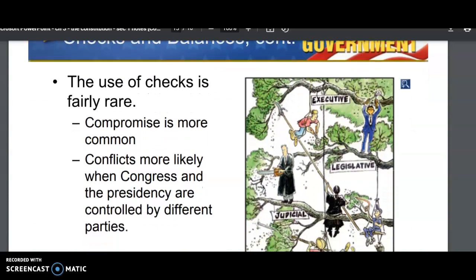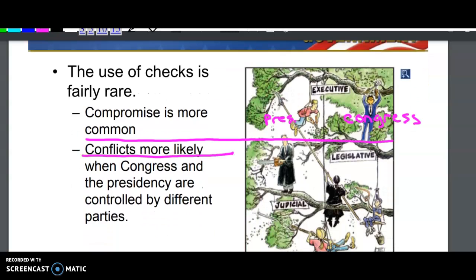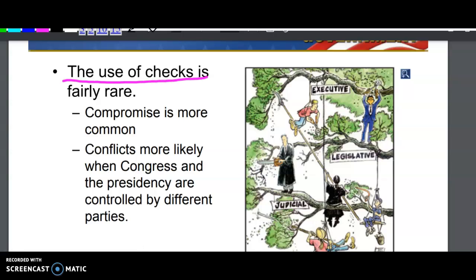No new heading. This is just the checks and balances continued. The use of checks is fairly rare. Compromise is more common. Usually they compromise before they have to check each other. They can reach some sort of agreement. Conflict is more likely when Congress and the presidency are controlled by different parties. If one party controls the presidency and another political party controls Congress, there's obviously going to be more conflict, which we just kind of saw in the last election.